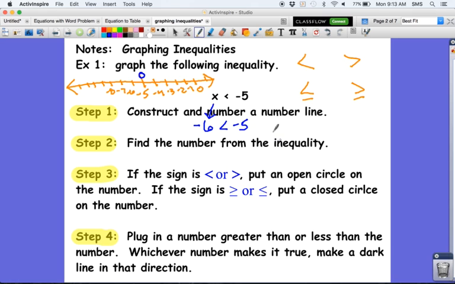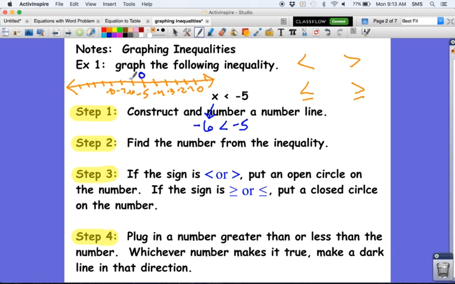And I need to ask myself, is this true? Is negative 5 bigger than negative 6? The answer is yes. Because we're dealing with negatives, negative 6 is less than negative 5. Okay? As we go further negative, the numbers get smaller. So this is a true statement.